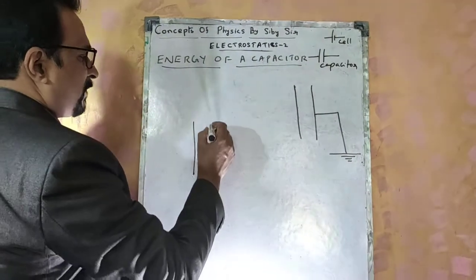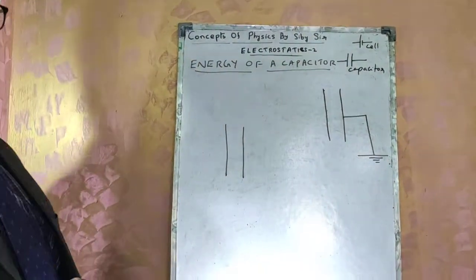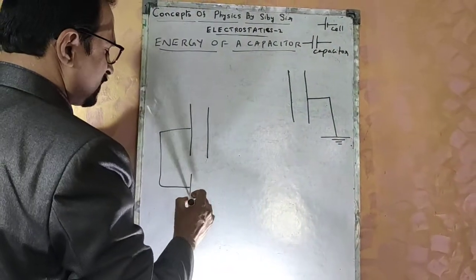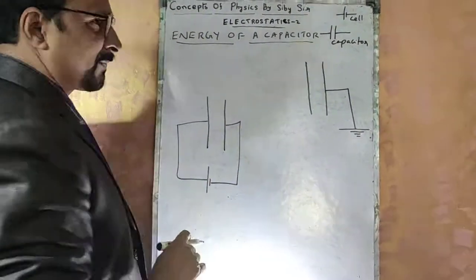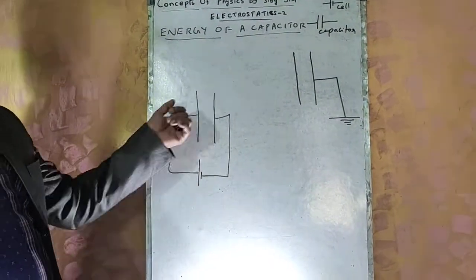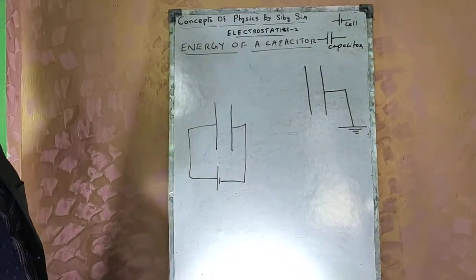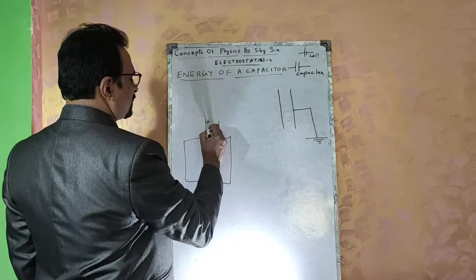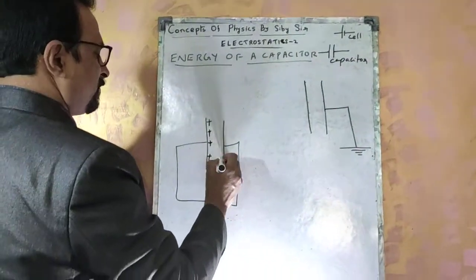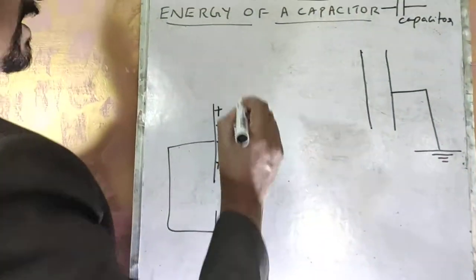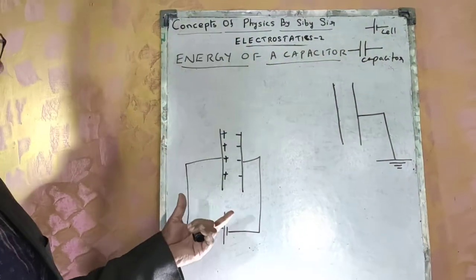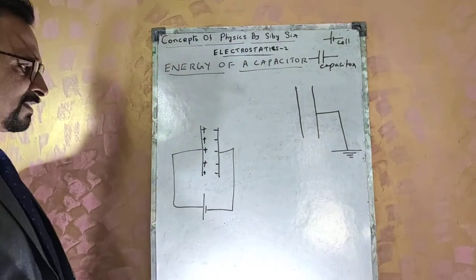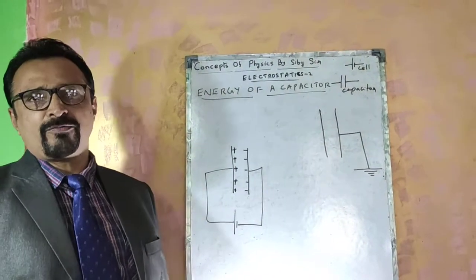So once you construct the capacitor, there is no charge on the plates of the capacitor. Now what you will do? You connect these plates to a cell. Now what will happen? There will be charge flow towards the plates of the capacitor. And charge on the plates goes on increasing. As the positive charge increases, negative charge also increases. This process continues till the charge on the plates reaches the saturation value or maximum value.